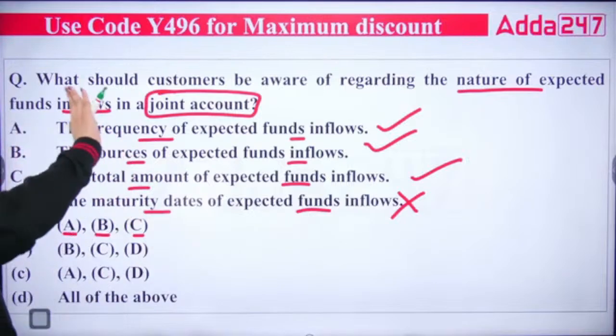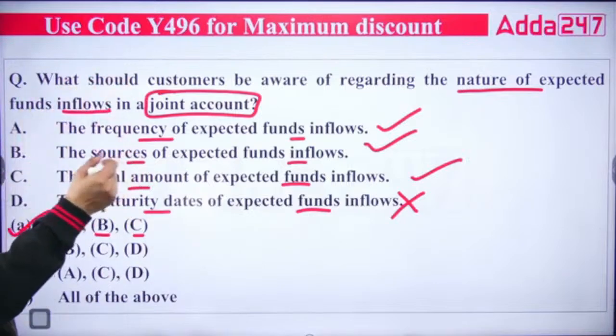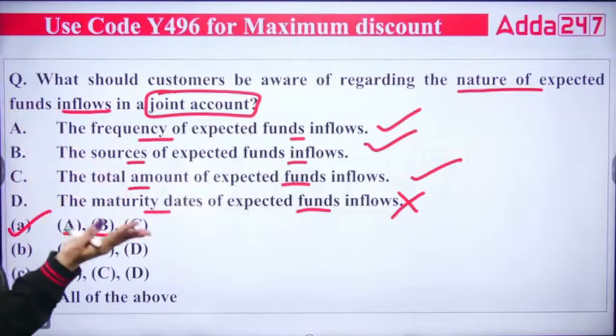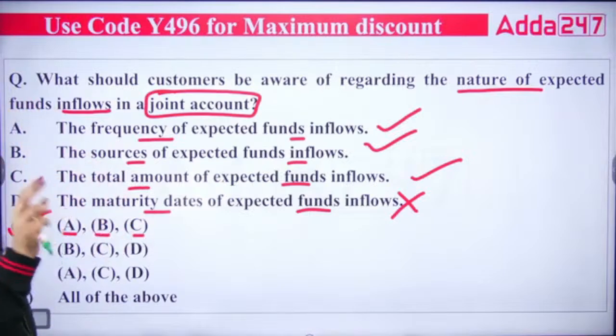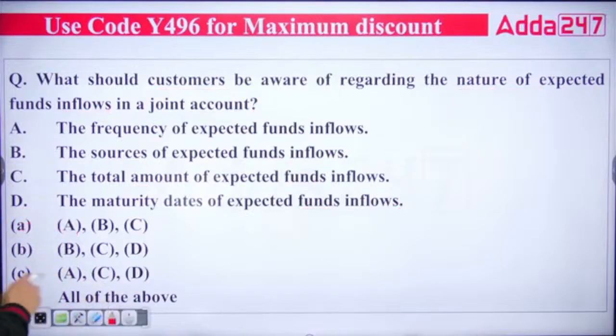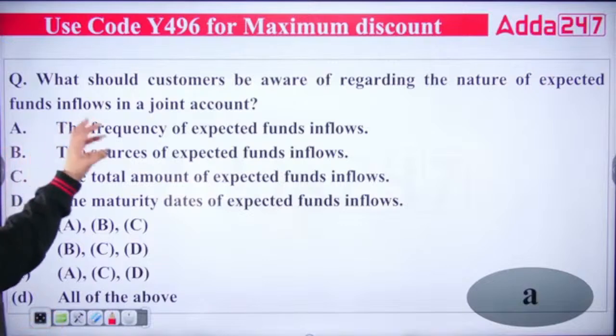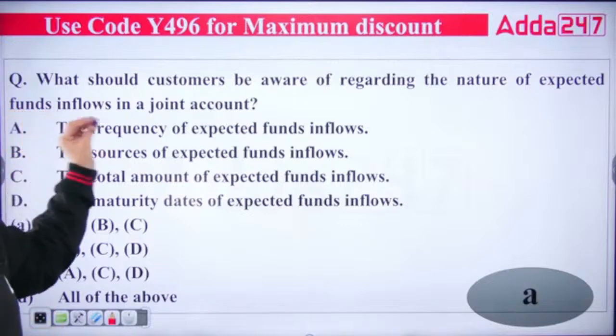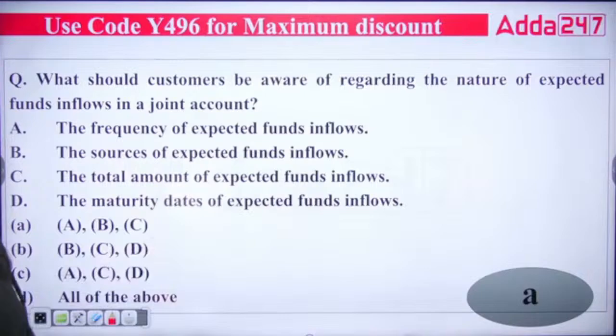So what is the frequency of inflow? Second, the source from where you are having the inflow in the account. Third, the total amount you are expecting in the inflow. So the right answer will be A. The maturity dates are not something the customer has to be aware of for expected funds inflow in a joint account. So the right answer is A.